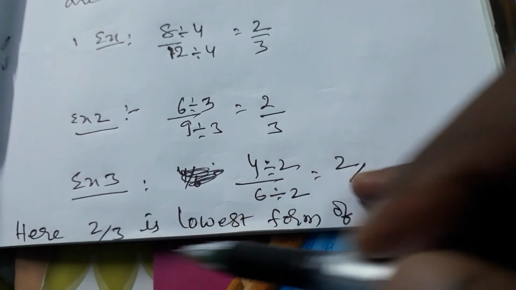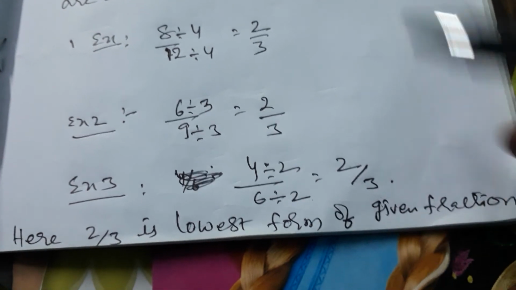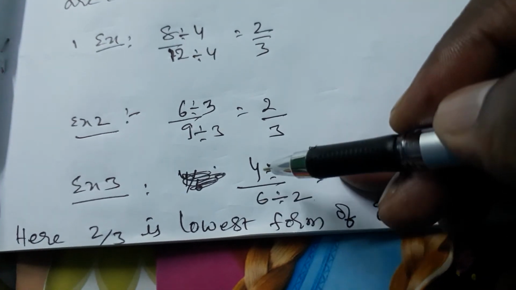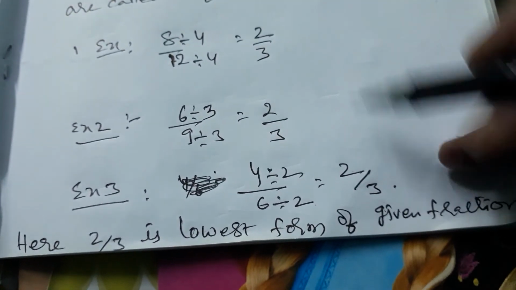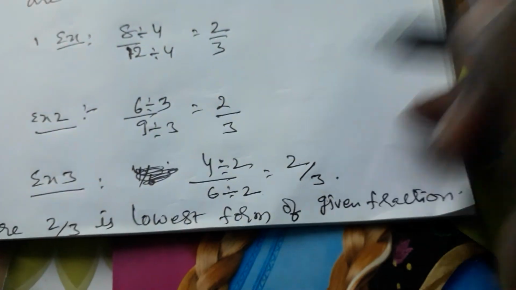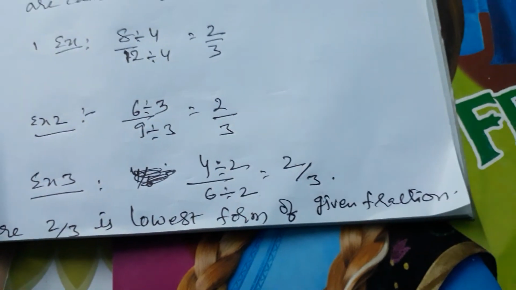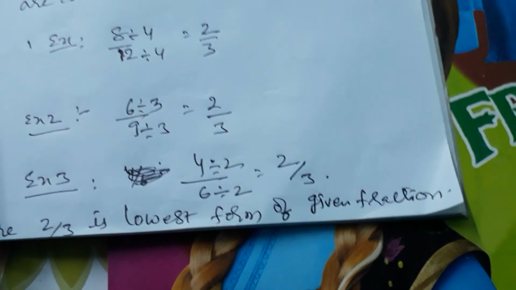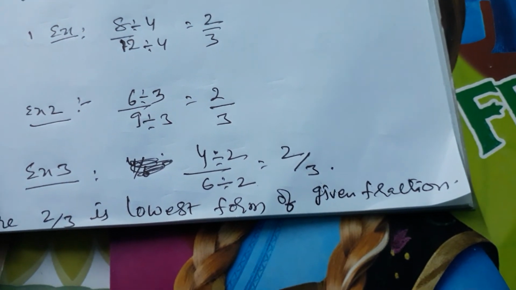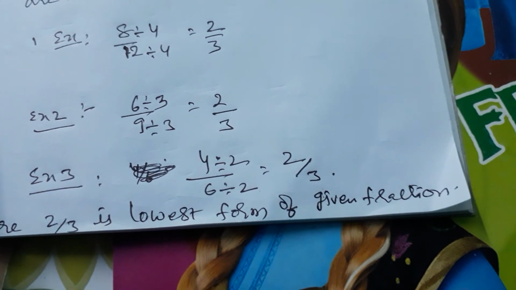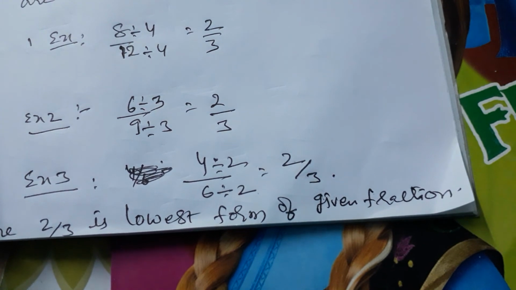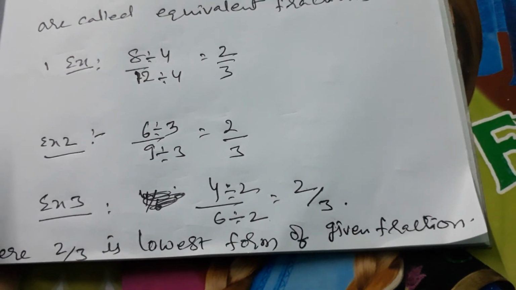Here, 2 by 3 is the lowest form of all these fractions: 8 by 12, 6 by 9, 4 by 6. For all these, 2 by 3 is the lowest form. So to get the lowest form, what to do? For any fraction, divide numerator and denominator with the same number, then you will get a new fraction. That new fraction is called the lowest form of the given fraction. In this way, we can write the higher form and lowest form of fractions.